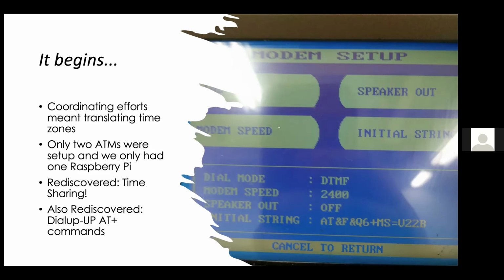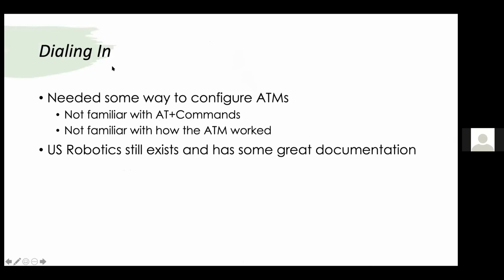A lot of this involved rediscovering the AT commands. You can see the initialization string on the modem. This is what the ATM sends to its modem, and we had to send similar commands. And the challenge is, how do AT commands even work? Well, there's not a lot of documentation anymore. There's GSM and CDMA, LTE AT commands for those modems, which have a lot more capability than standard dial-up modems.